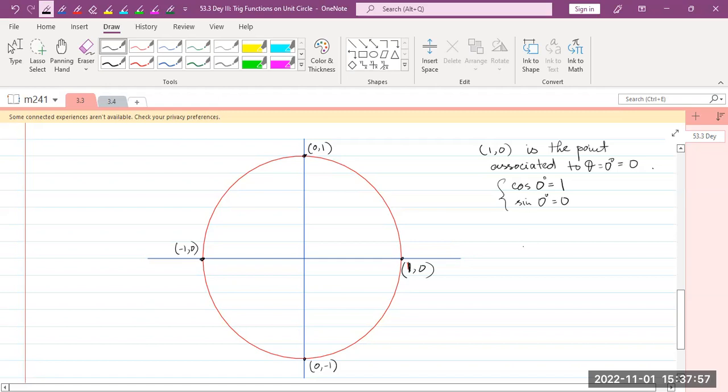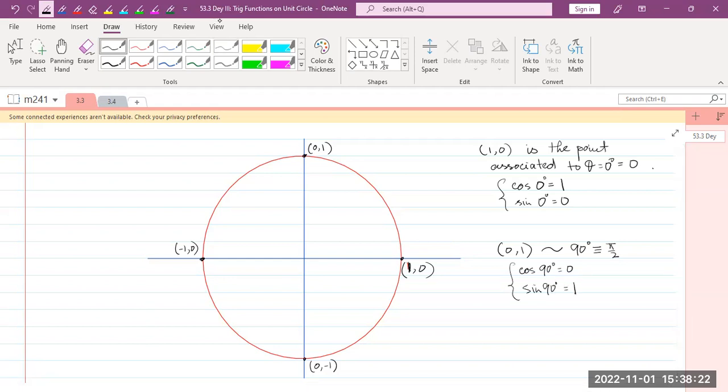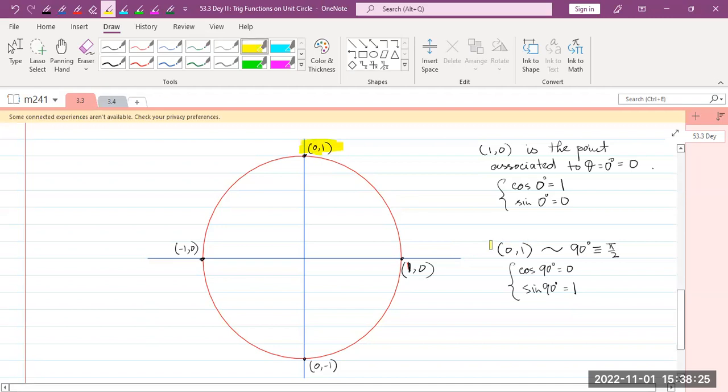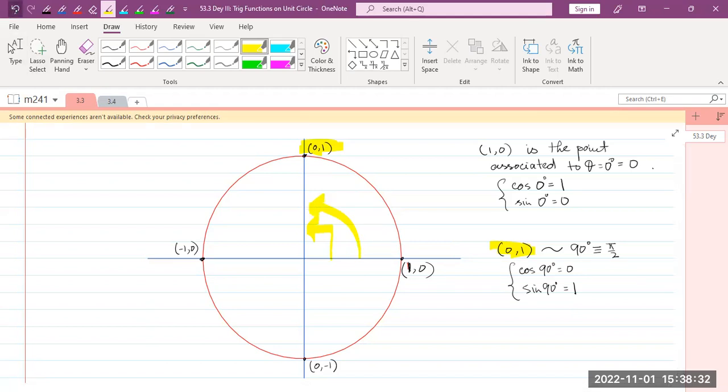Likewise, that 0, 1 is associated to 90 degrees, which is pi over 2 radian. Then cosine 90 degrees equals 0. Sine 90 degrees equals 1. This coordinate here is associated to this angle, 90 degrees.